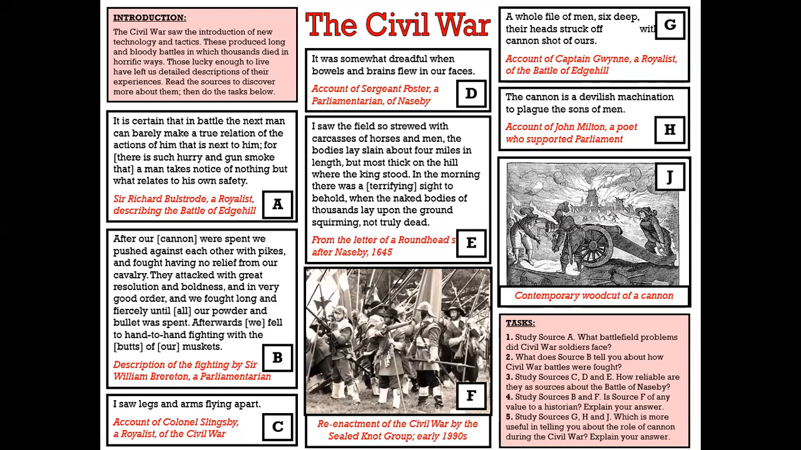weapons are so powerful. Or if you prefer, John Milton in Source H, a parliamentarian, but not a soldier, said of the cannon it is a devilish machination to plague the sons of men. In other words, it's an awful thing, and it is terrifying in its destructive power.